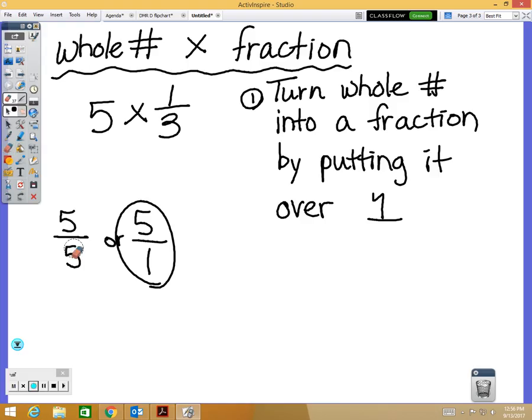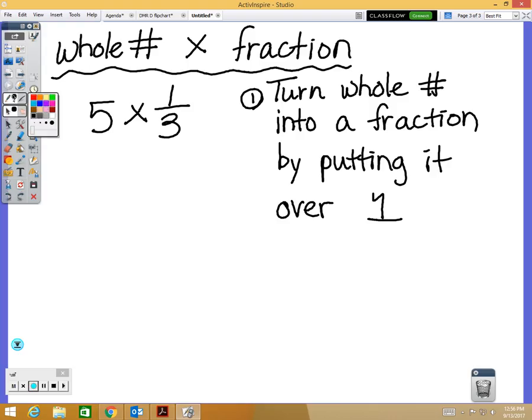The most common mistake is that people put it over itself. 5/5 equals 1, okay? So that is not right. We need to rewrite it as 5/1. So no matter what the whole number is, it could be 1 billion. To write 1 billion as a fraction, you would put 1 billion over 1, okay? Always goes over 1. So I'm going to rewrite my problem as 5/1 times 1/3.